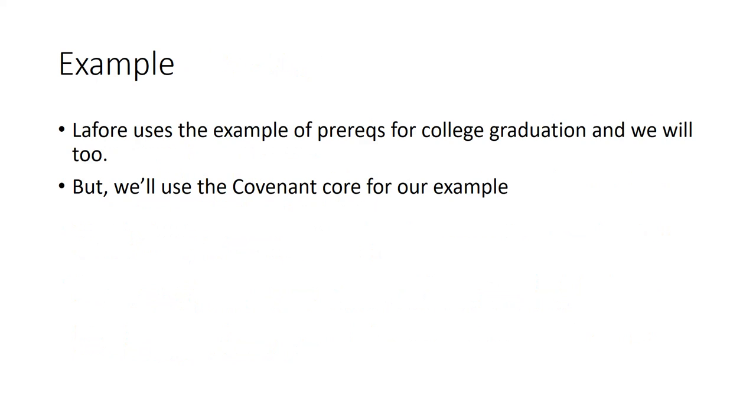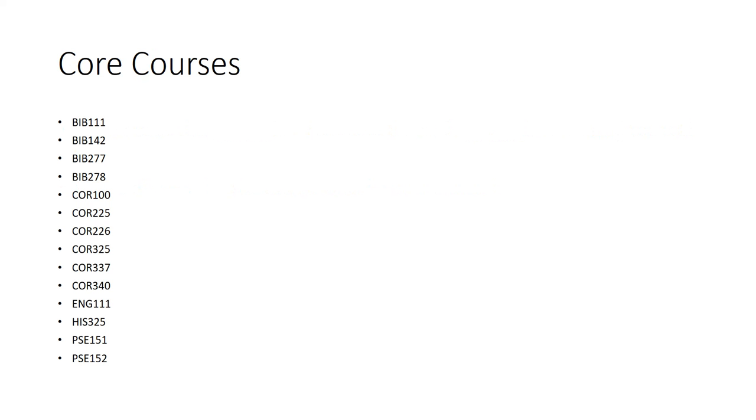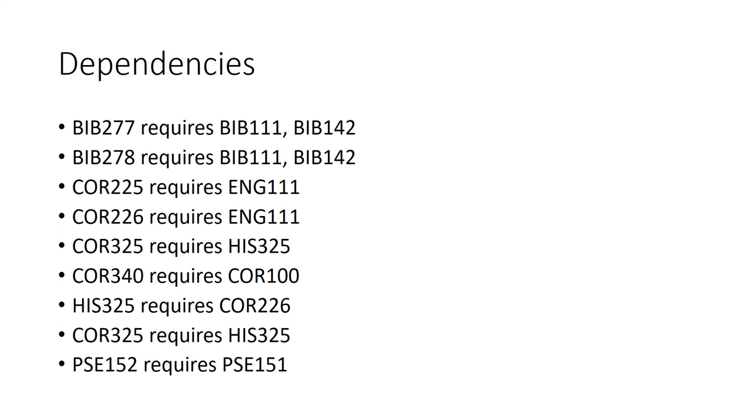So LaFleur uses the example of prerequisite courses for college graduation, and we will too, but I'll use the Covenant Core for our example. There's some other places we could use this. For instance, we could look at the CS courses required to become a CS major, but I'll use the Covenant Core for our example. So I went to the catalog, and these are the core courses that are required. You're familiar with these. And these are the dependencies.